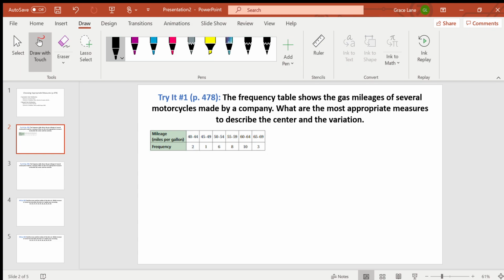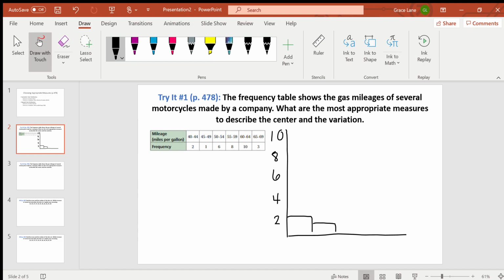They have given you a frequency table, which is your clue that you need to make a histogram to discover what shape the graph is. The frequencies go between 1 and 10, so your graph needs to go between 1 and 10. I'm going to count by twos, and then I'm going to start graphing. The first mileage, 40 to 44, had 2 motorcycles, so I'll graph my first bar up to 2, and then 45 to 49 was 1.